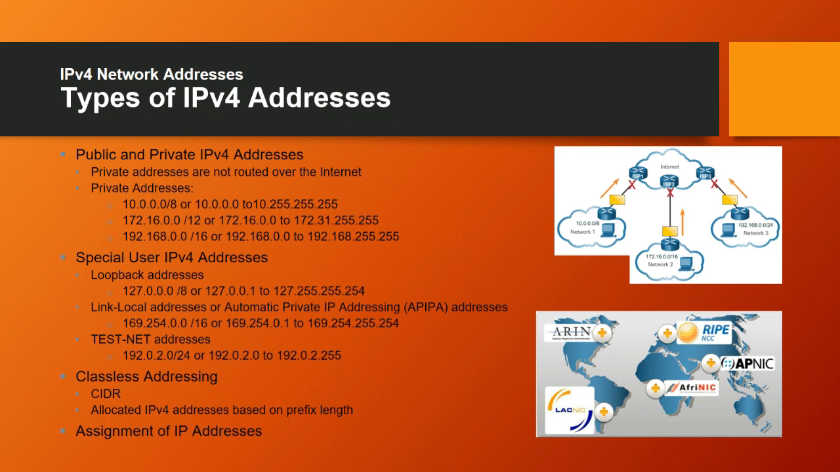And lastly, there is classless addressing. In classless addressing, CIDR allocates IPv4 addresses based on prefix length. The last one is assignment of IP addresses. Again, the types of IPv4 addresses are public and private IPv4 addresses, the special use IPv4 addresses, classless addressing, and assignment of IP addresses.